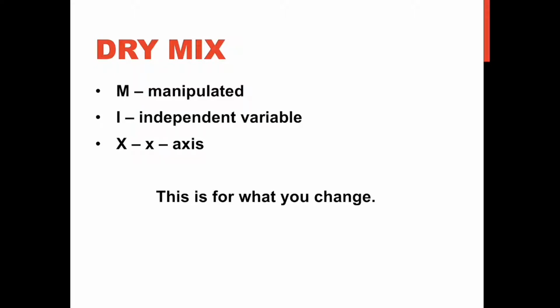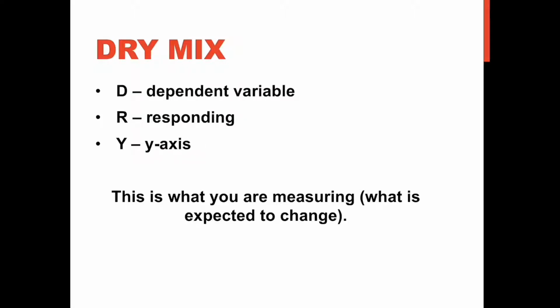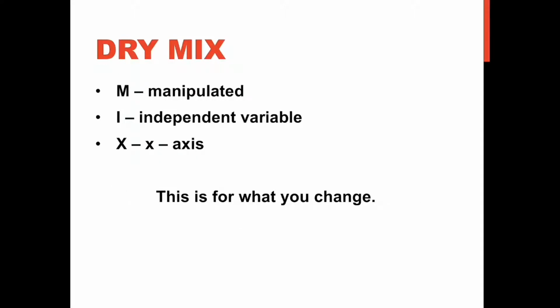So now MIX. This is Manipulated, Independent variable, X-axis. This is what you have changed. What you are changing, what you are affecting, is going right on the x-axis. So keep this in mind to help you remember to put what where. DRY: dependent variable, responding, y-axis, so your dependent variable is on your y-axis. MIX: manipulated, independent variable, x-axis. Your independent variable, what you are changing, goes on the x-axis.